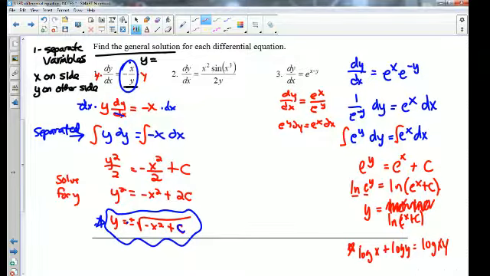Okay, let's tackle that right there, because it's got a lot in it.